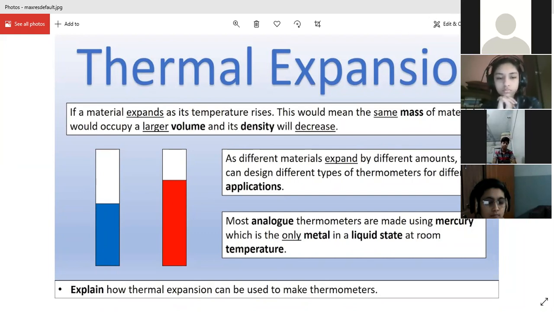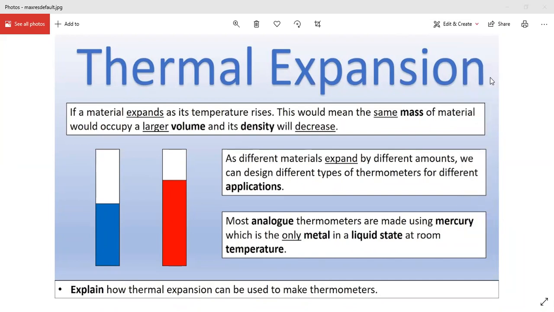that if a material expands as its temperature rises, this would mean the same mass of material would occupy a larger volume and its density will decrease. For example, as different materials expand by different amounts, we can design different types of thermometers for different applications. Most analog thermometers are made using mercury, which is the only metal in a liquid state at room temperature, right?